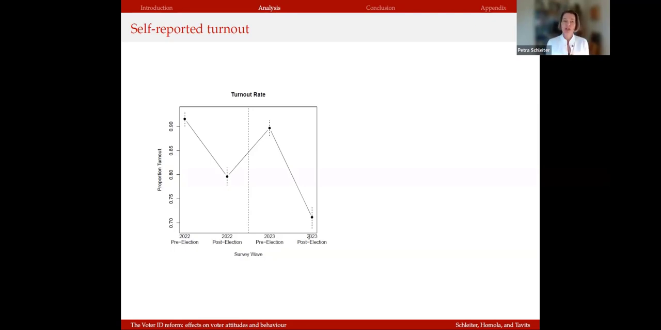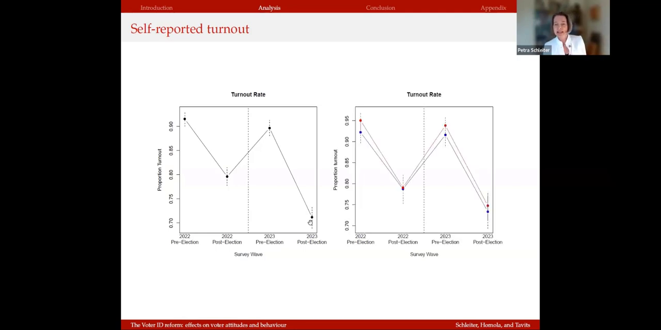So turning first to self-reported turnout, and remember this is self-reported, this is always inflated, but what we see is quite interesting. We see quite a significant decline post-election of self-reported turnout by about 10%. And that decline is actually consistent whether voters are Conservative voters or Labour voters. These two curves move approximately in parallel.